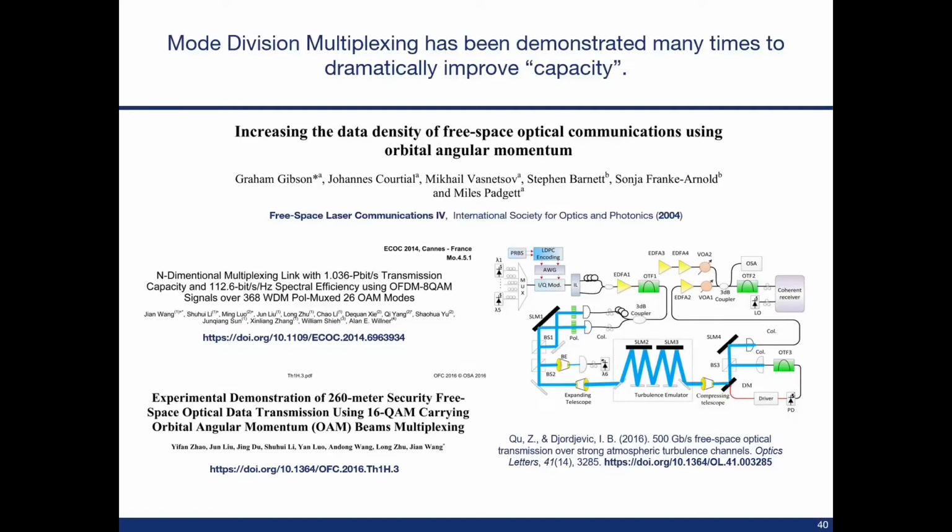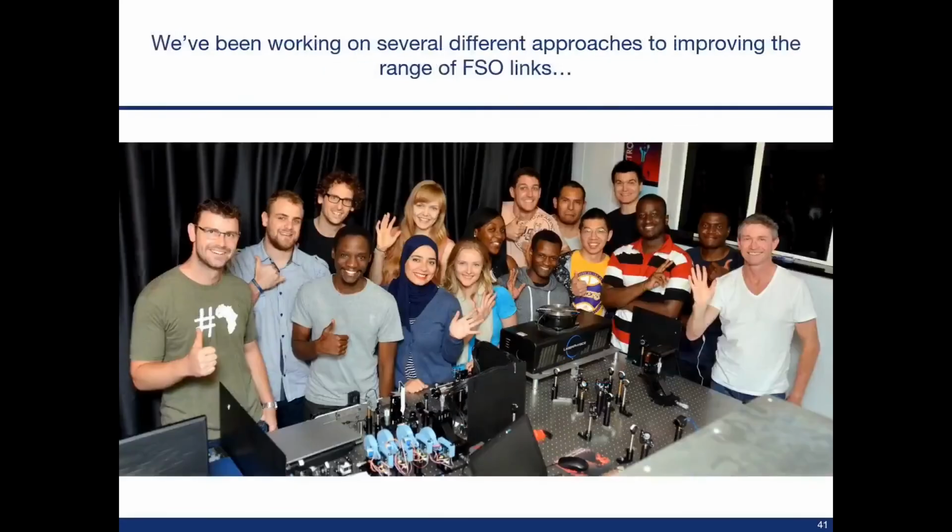On the left is the fastest transmission to date of about 1 petabit per second over a lab bench, and the furthest MDM communication link in free space is only currently around 260 meters. On the right is an experimental setup of a typical lab experiment for mode division multiplexing, this one being 500 gigabits per second in strong simulated turbulence.